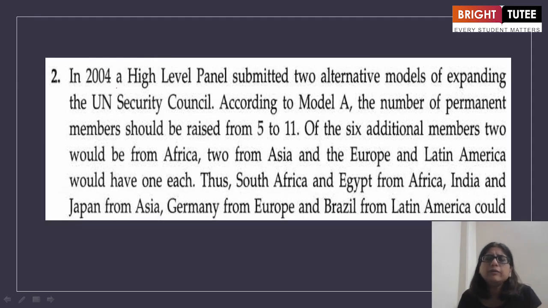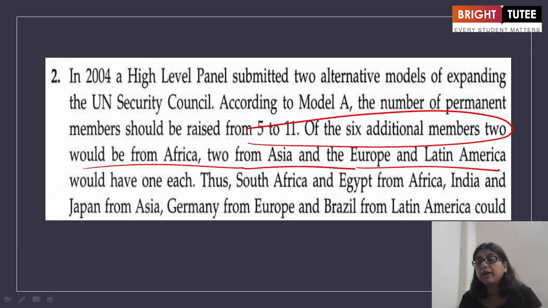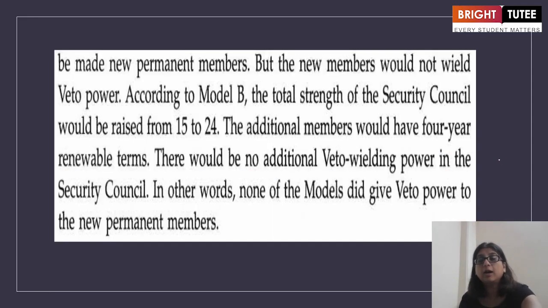And in 2004, a high-level panel submitted two alternative models of expanding the United Nations Security Council. According to Model A, the number of permanent members should be raised from 5 to 11. Of the 6 additional members, 2 would be from Africa and 2 from Asia, and Europe and Latin America would have 1 each. Thus South Africa and Egypt from Africa, India and Japan from Asia, Germany from Europe, and Brazil from Latin America could be made new permanent members.